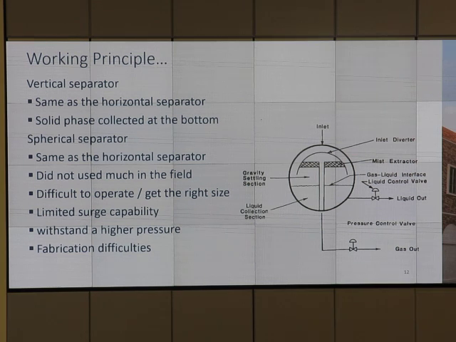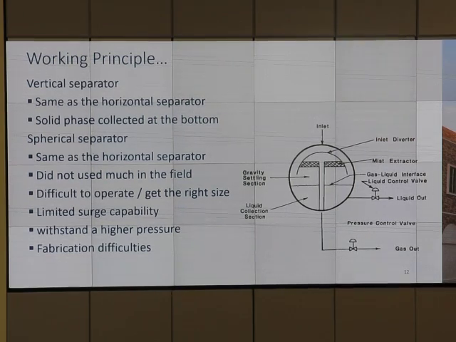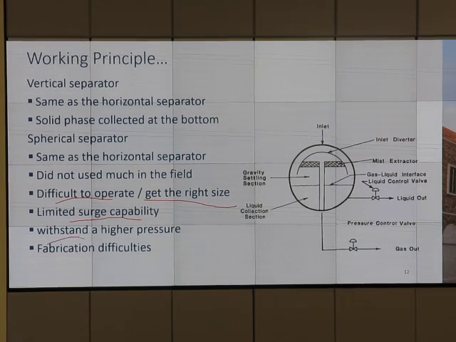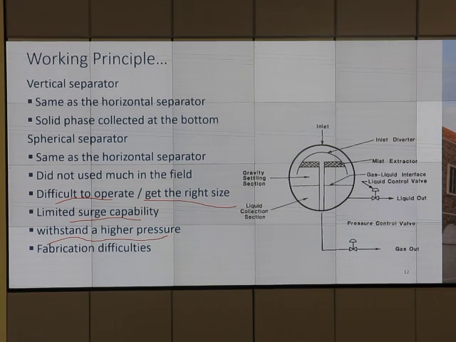The shape is a sphere, so the sphere shape can withstand a higher pressure. That's a good thing with the spherical separator. The working principle is the same as the horizontal separator. We didn't use it much in the field. It is difficult to operate, and difficult to get the right size. It has limited surge capacity. It can withstand higher pressure, but it's difficult to make. Fabrication difficulty.